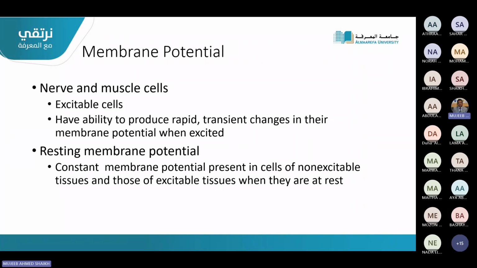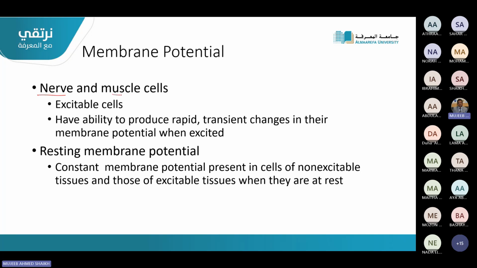Nerve and muscle cells are called excitable cells because they can be stimulated. If you put a current or if you stretch them, they will respond in the form of contraction or in the form of sending a signal. So 2 types of cells are excitable cells. One is nerve and the second one is muscle.